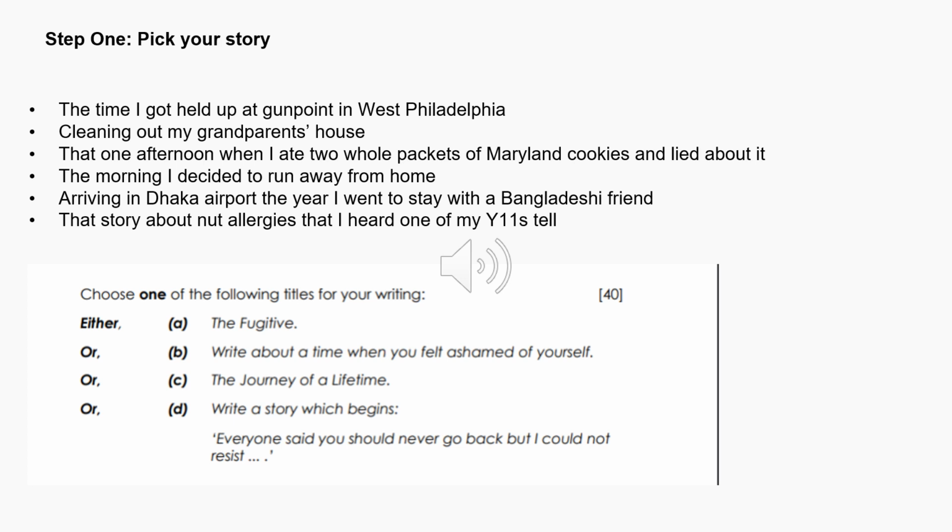And then a story, it doesn't have to be your own story. Here's a story about a nut allergy that I'm totally nicking off one of my year 11s, who told me it the other week, about when he was 6 or 7 and wasn't entirely convinced that he was allergic to nuts. So in a Costa Coffee in Pinner, he decided he might like to try this nut thing that theoretically he couldn't eat. That would work perfectly for "Everyone Said You Should Never Go Back", but I could not resist. It could work very well with "Write About a Time When You Felt Ashamed of Yourself". So again, it doesn't have to be your story. You can steal someone else's story if they've told it vividly.